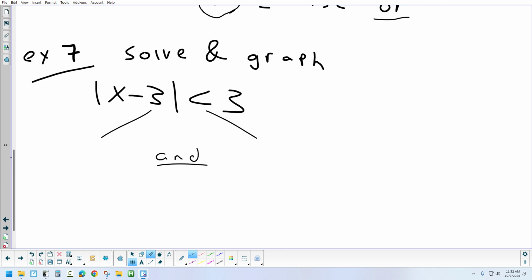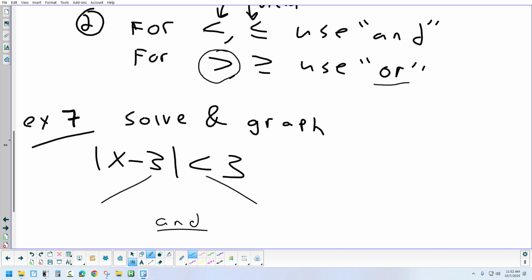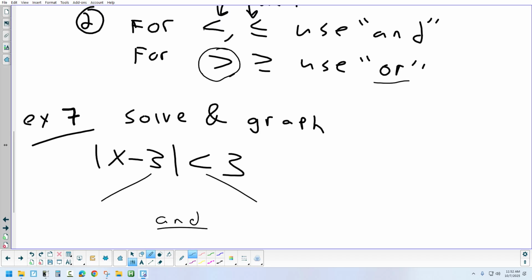So we definitely need an "and." What's going to be the first inequality that I split it into? Yep, x minus 3 is less than 3. Right, that's the easy one. x minus 3 is less than 3. You just take the bars out.